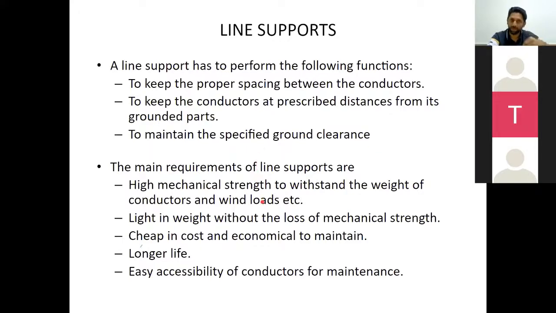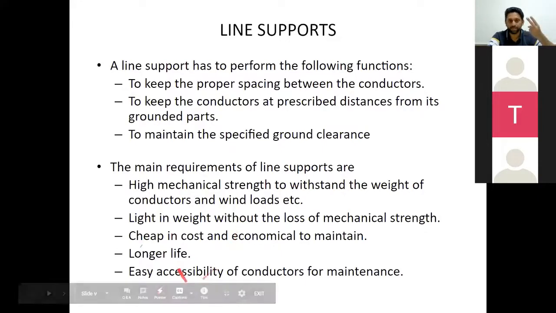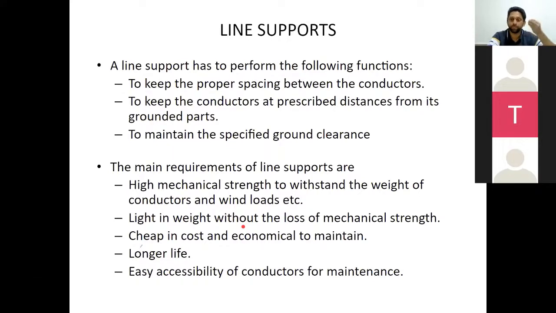And what are the properties required, the main requirements of a line support? Of course, the first thing, high mechanical strength. It must be strong enough to carry this transmission line. If wind comes or any accident happens, this should not fall down. It must be mechanically strong. Second thing, light in weight. Even though it is mechanically strong, its weight must be less so that it will be easier to construct.